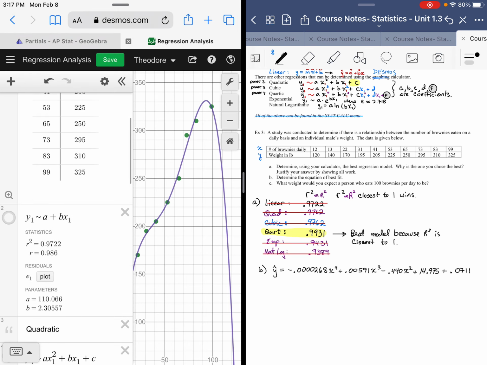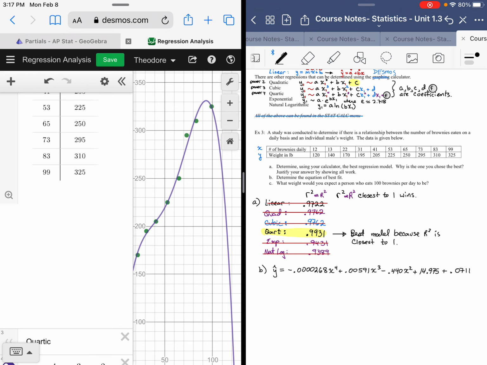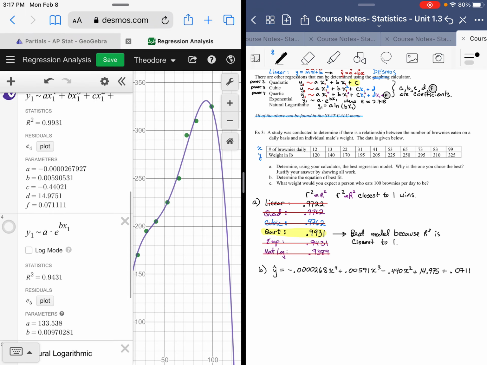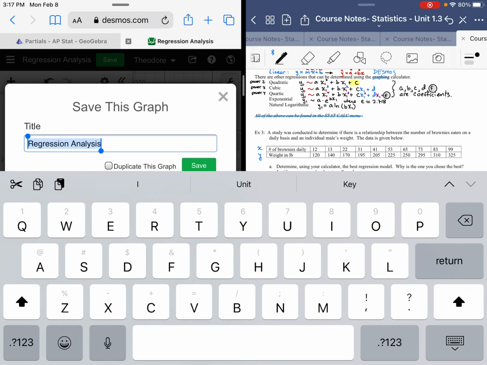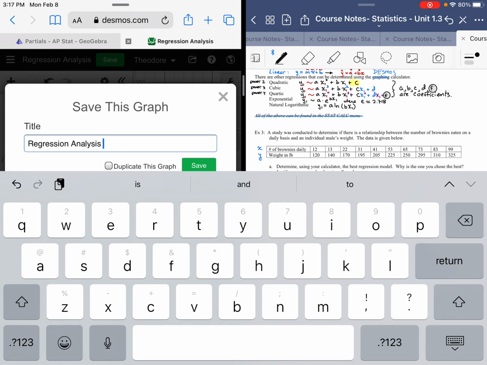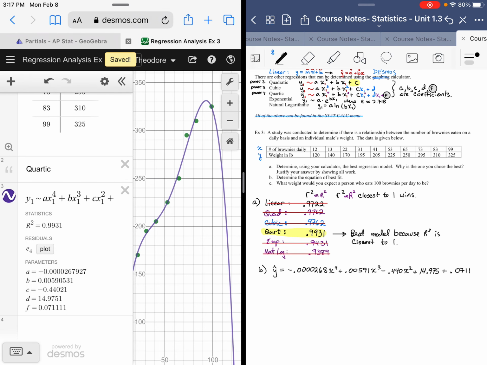So what I'm going to do is get rid of all the stuff I don't need. I don't need quadratic, cubic, exponential, or natural log. I just need this one. I'm not going to tap save. What I'm going to do is say example 3, and I'll make a better title for it later. But I'm going to save it as something else. That's my point.